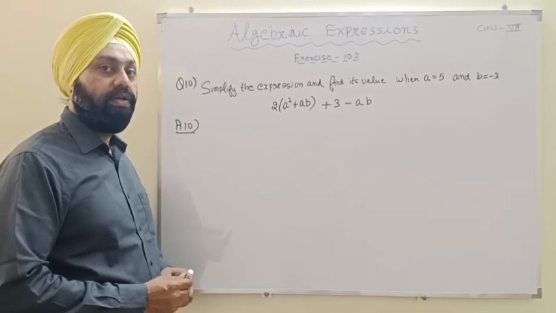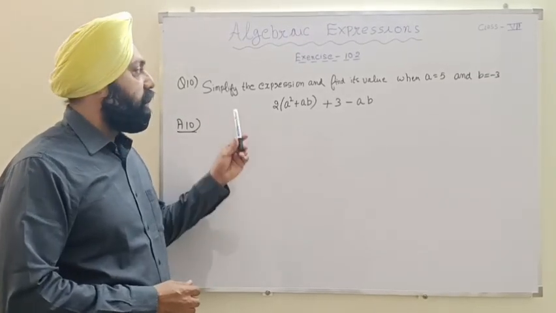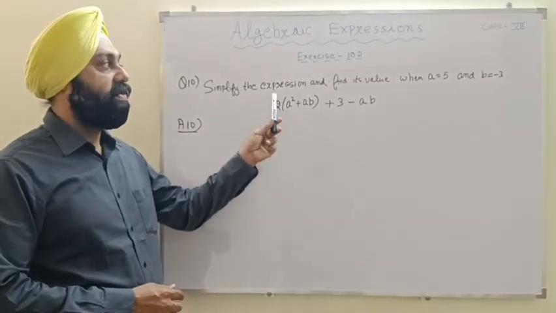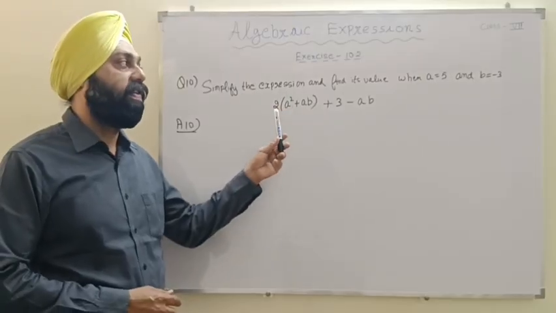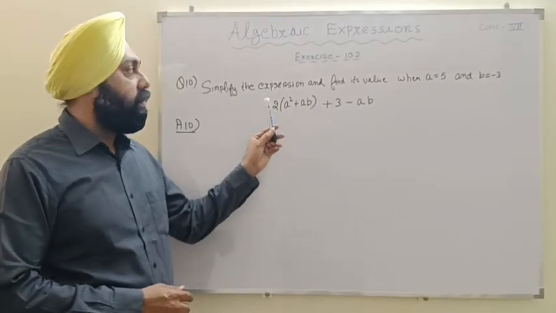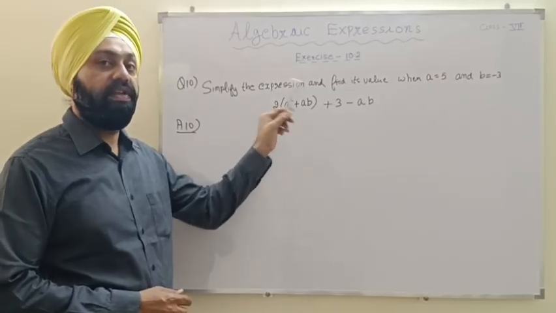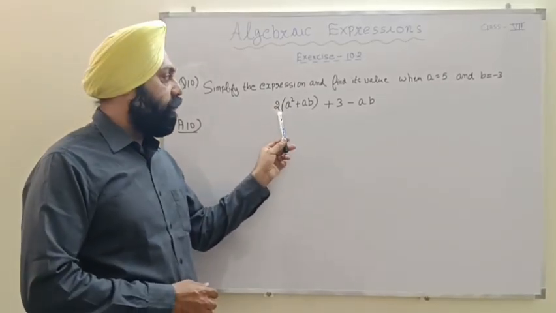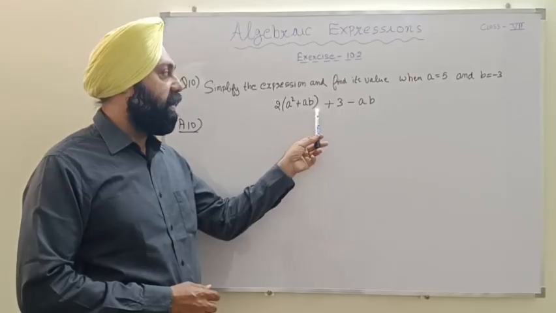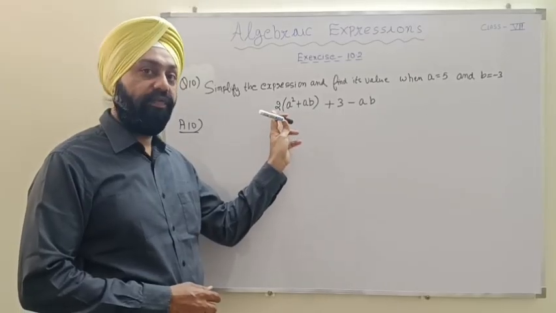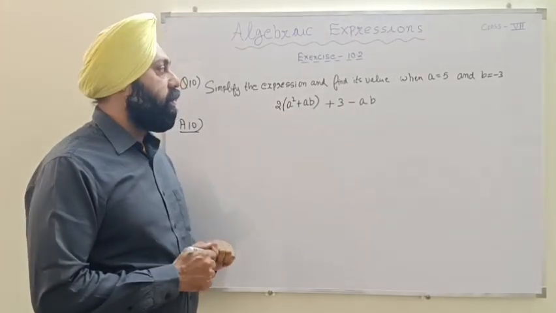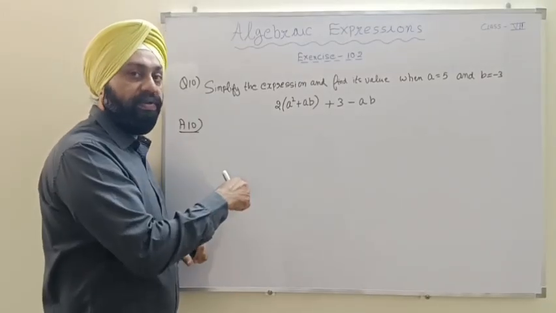So coming to the last question of this exercise, again simplify the expression and find its value when a equals 5 and b equals minus 3. In this question it is already written that we have to first simplify the expression and then find the value. So in this expression, we have this bracket and in front of it we have 2, and then we have other terms. So what we can do, we will first always open the brackets.